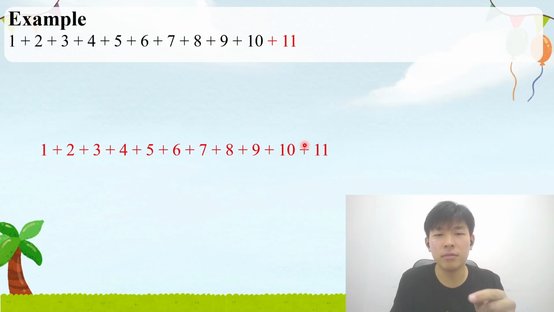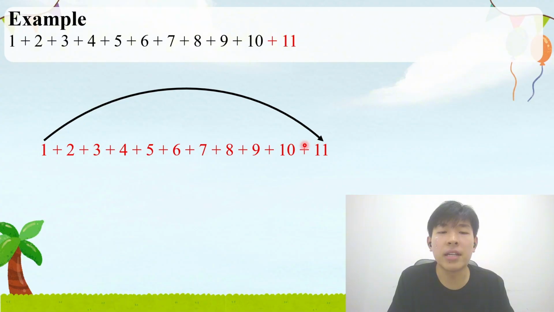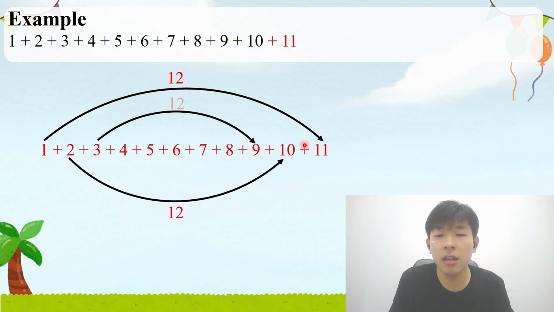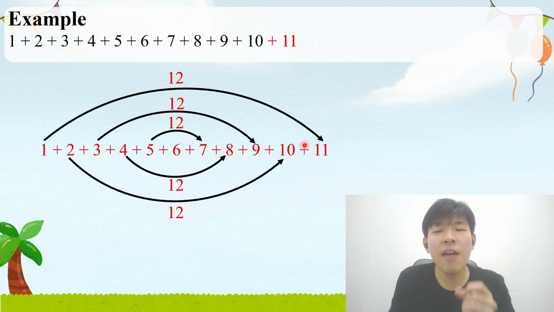For example, if we add not just until 10 but until 11. Similarly, I still want to convert this addition into multiplication by adding the first and last number together. So 1 plus 11, we get 12. Similarly, 2 plus 10, 3 plus 9, 4 plus 8, 5 plus 7. And if you notice here, what happens here? Here I have how many numbers? I have 11 numbers. Every time I pair 2 numbers together.